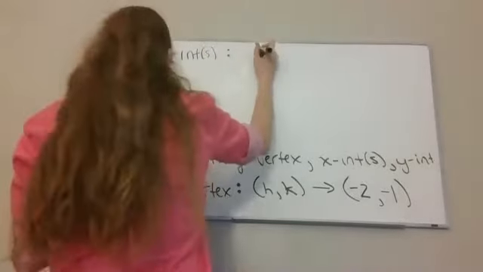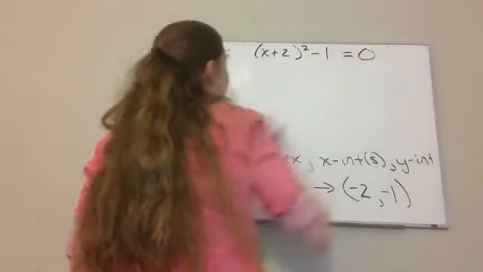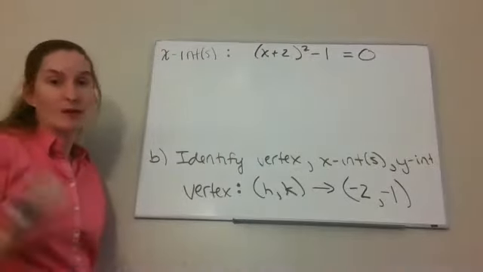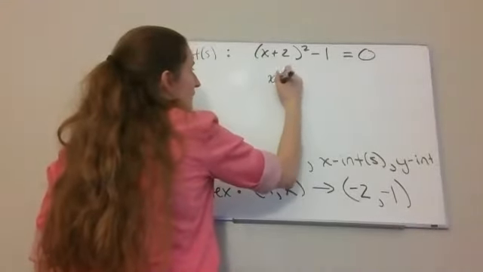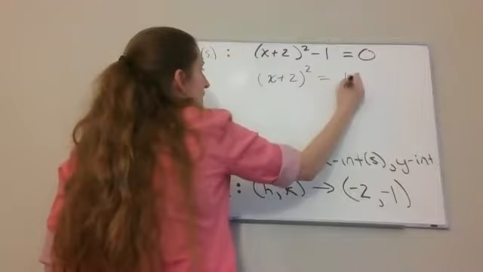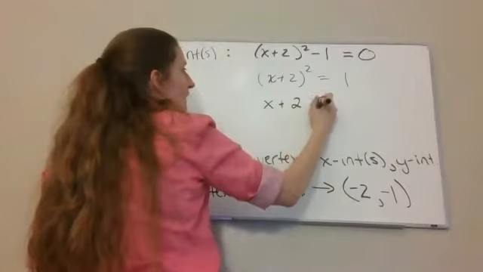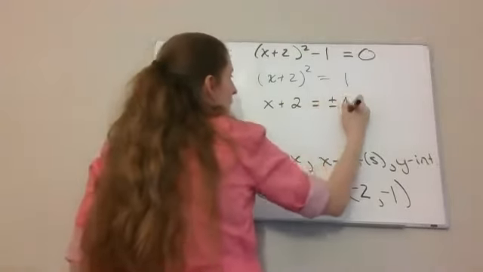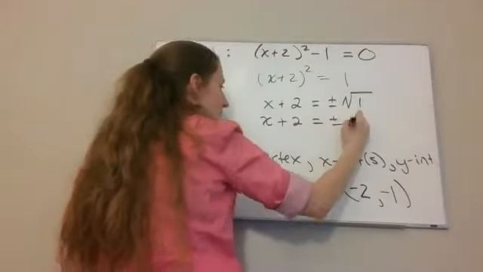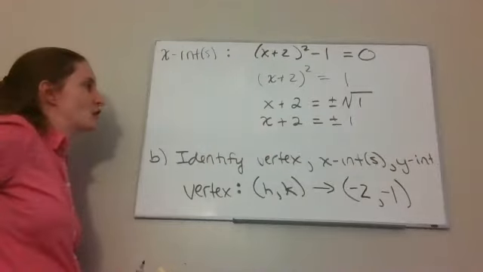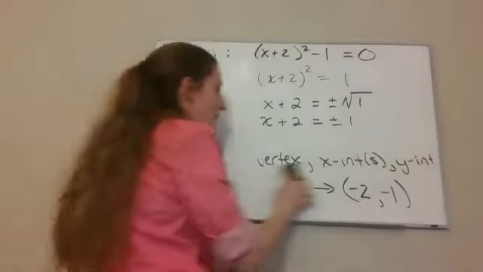So I want to solve when my entire function is equal to 0. And we know how to solve something like this because we know how to solve quadratic equations. First thing I'm going to do is add 1 to the other side. And I'm going to use that square root property to solve this. X plus 2 is equal to plus or minus the square root of 1, which means X plus 2 is plus or minus 1. So I have two possibilities, X plus 2 equals 1 or X plus 2 equals -1.